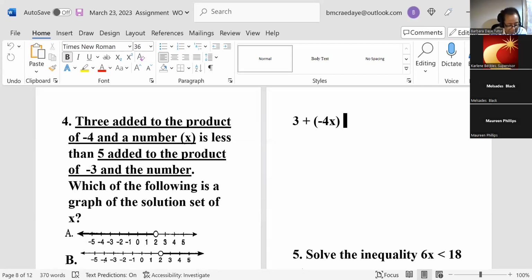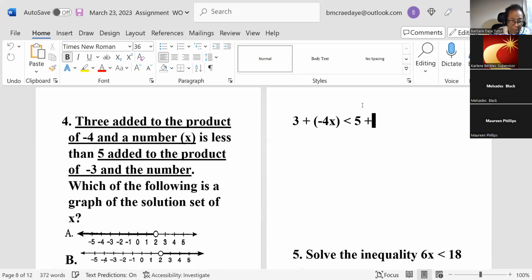So is less than, what do I put? The less than sign. Yeah. That's it. 5. Now, what do I write next, Mercedes? 5 added to the product of -3 and the number. What do I write, Mercedes? 5 plus, very good.